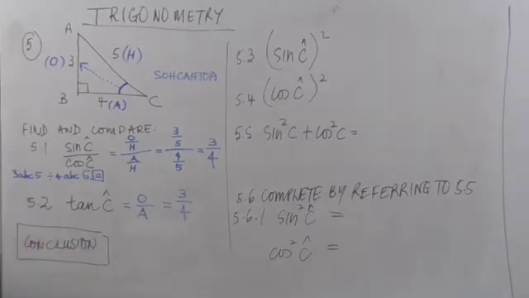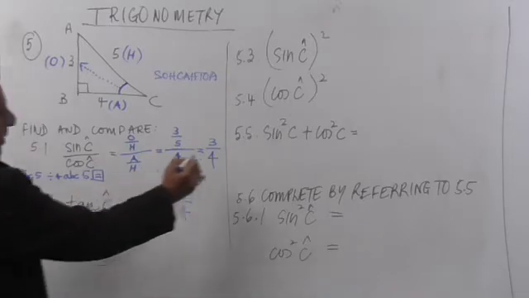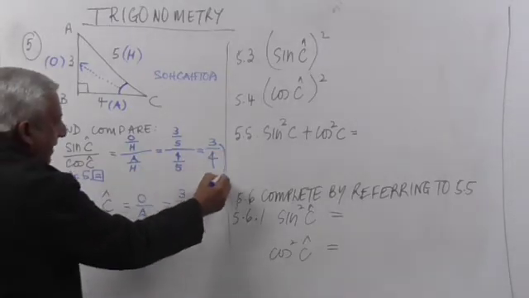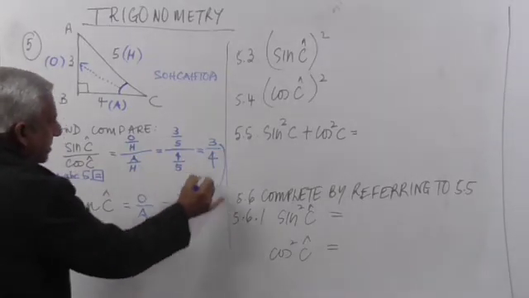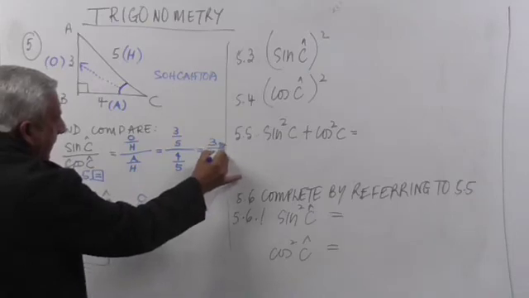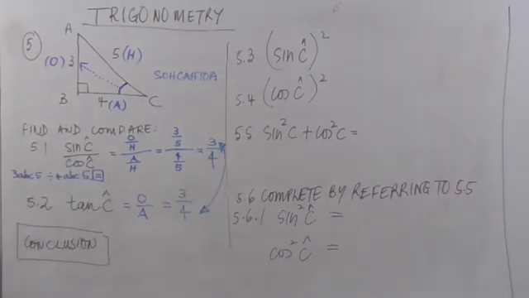Now it said find and compare. When we compare, we are looking at that and this. And what do we find when we compare? The final answer for that is 3/4, and the final answer for that is also 3/4.